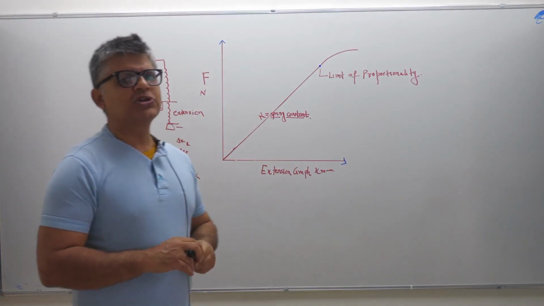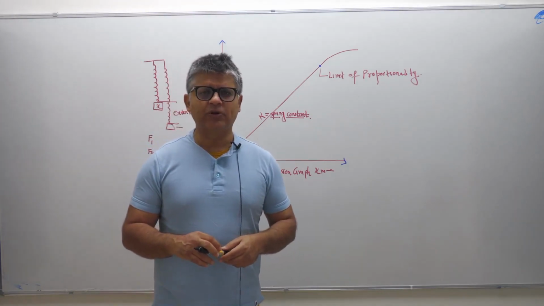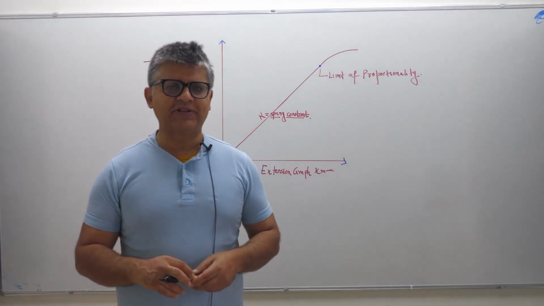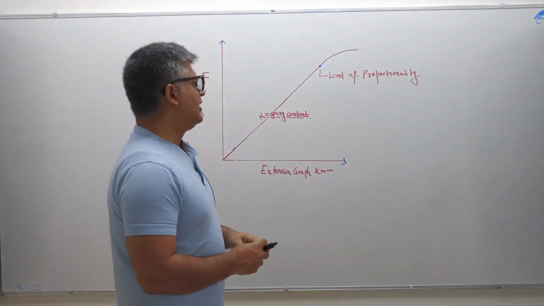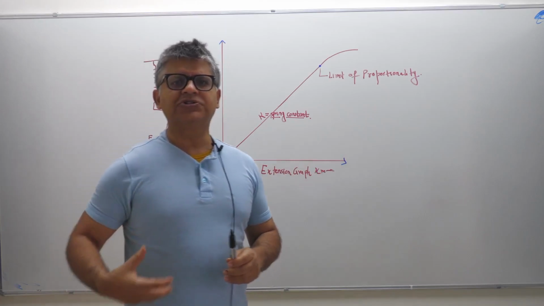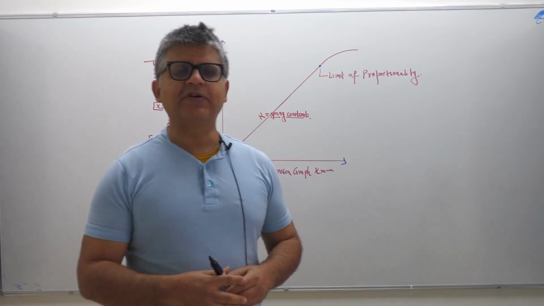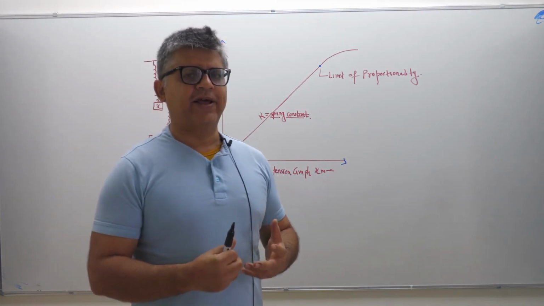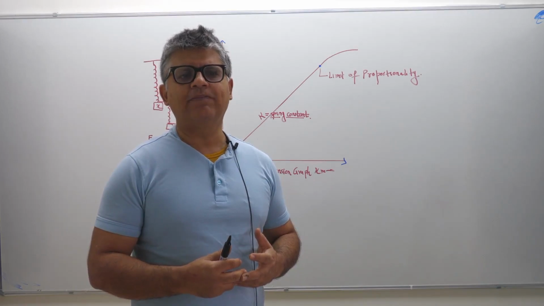Now I'm going to do some numerical on this. We will solve a problem, and it's going to be a bit tricky. And you will see the value of limit of proportionality there. When you do straightforward questions, you tend to use Hooke's law, but we will take you in a direction where you will see the applicability of Hooke's law being challenged.